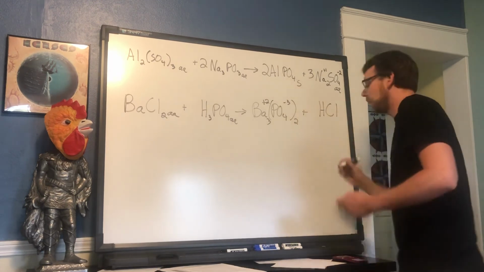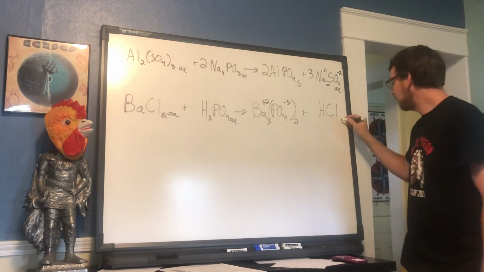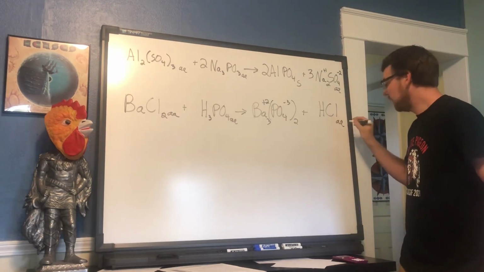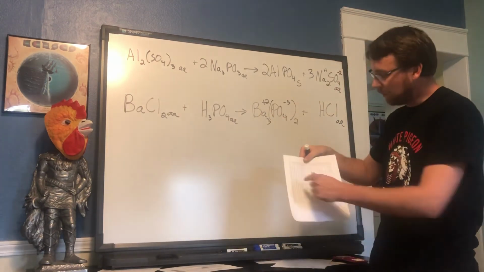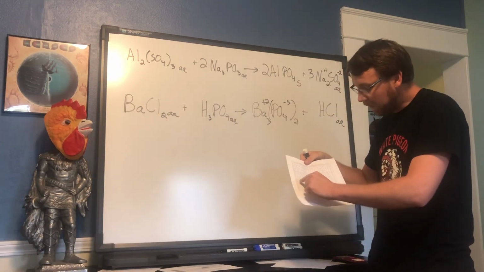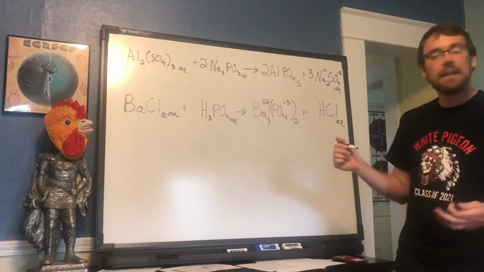We get hydrochloric acid. Now I know hydrochloric acid is soluble, so this one is aqueous. Now we just need to check on barium phosphate. If we go to our table, we find barium, we find phosphate, and it is indeed a solid.